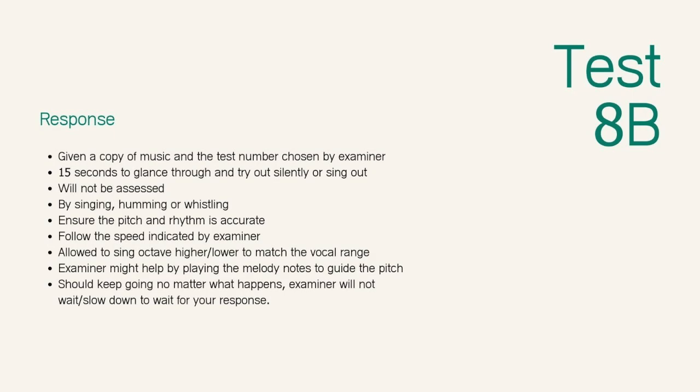Candidates will be given a copy of music and the test number chosen by examiner. There will be 15 seconds to glance through and try out silently or singing out loud. These 15 seconds will not be assessed. You can respond by singing, humming, or whistling. Ensure the pitch and rhythm is accurate. Follow the speed indicated by examiner. You're allowed to sing an octave higher or lower to match your vocal range. The examiner might help by playing the melody notes to guide the pitch. You should keep going no matter what happens. The examiner will not wait or slow down to wait for your response.